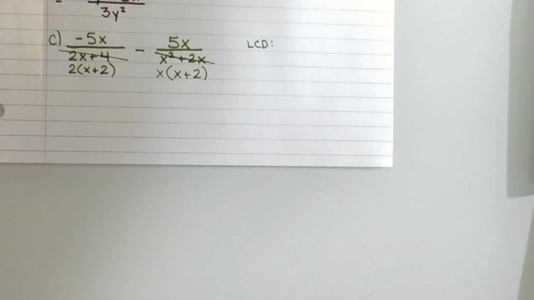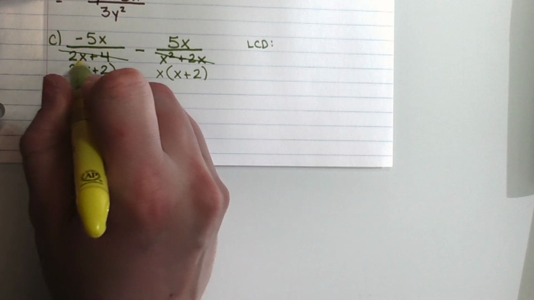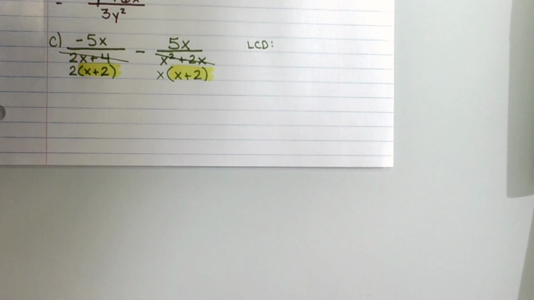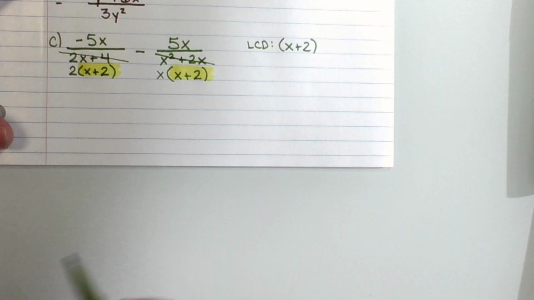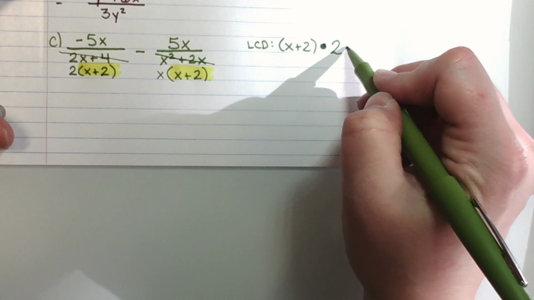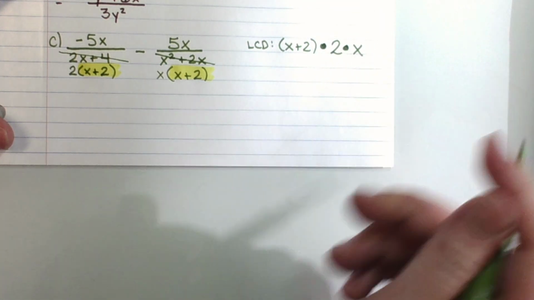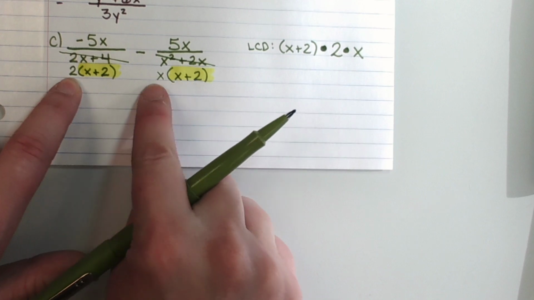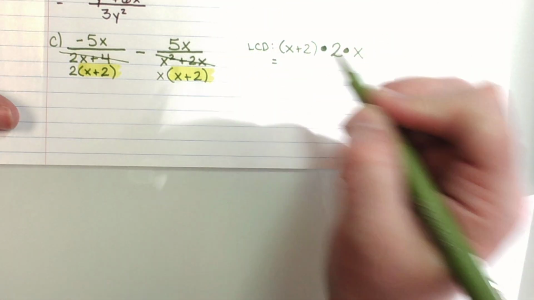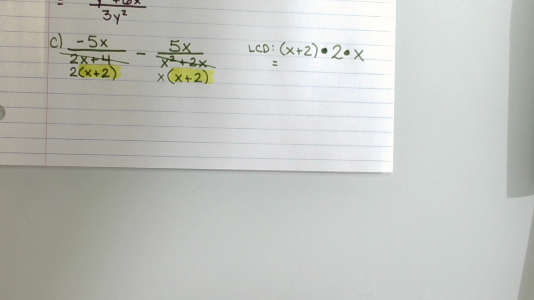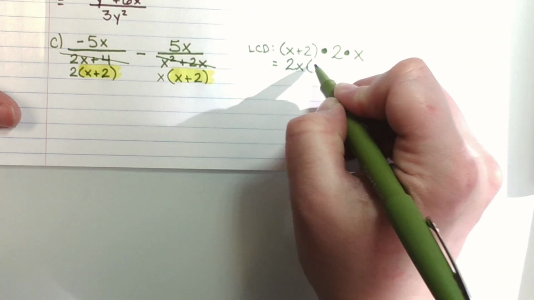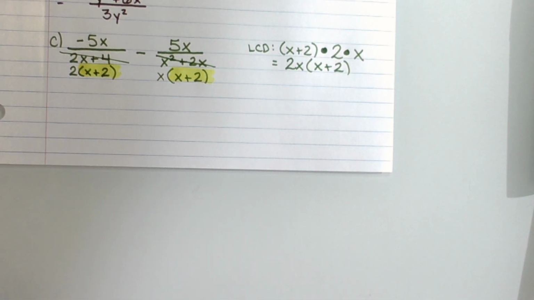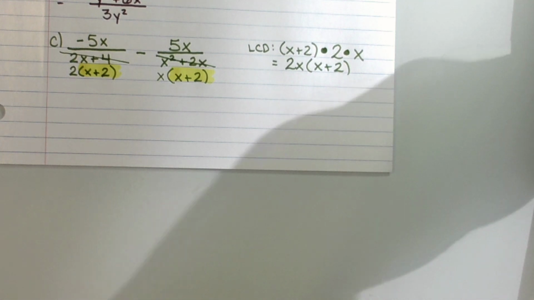What do they have in common? An x plus 2. If they have something in common, I don't need to double it. I need an x plus 2 in my denominator. I also need a 2 and an x. This is what they had in common. These are the things they don't. When you're working with your LCD, binomials are going to stay in their binomial format. The monomials will multiply, and you put them in front. 2 times x is 2x, and x plus 2. That's my LCD.